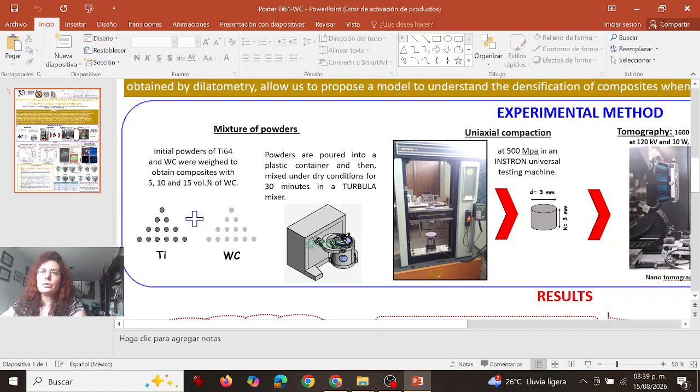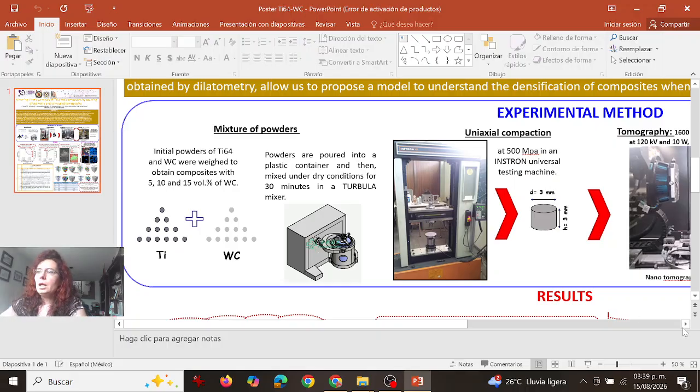The initial powders of the Ti64 and tungsten carbide were weighed to obtain composites with 5, 10, and 15 volume percent of tungsten carbide, as we mentioned. After that, these powders were poured into a plastic container, and then we mixed them under dry conditions for 30 minutes in a tubular mixer. It's a very simple, very well-known machine.